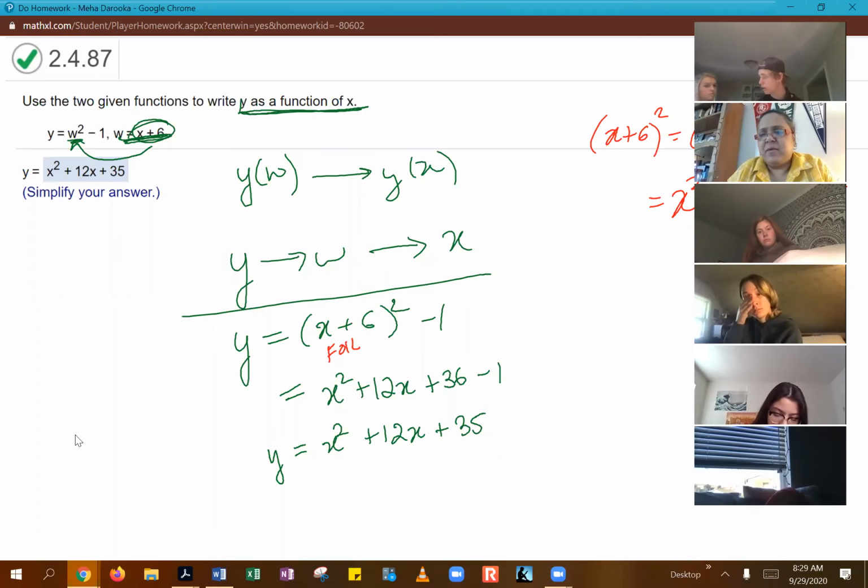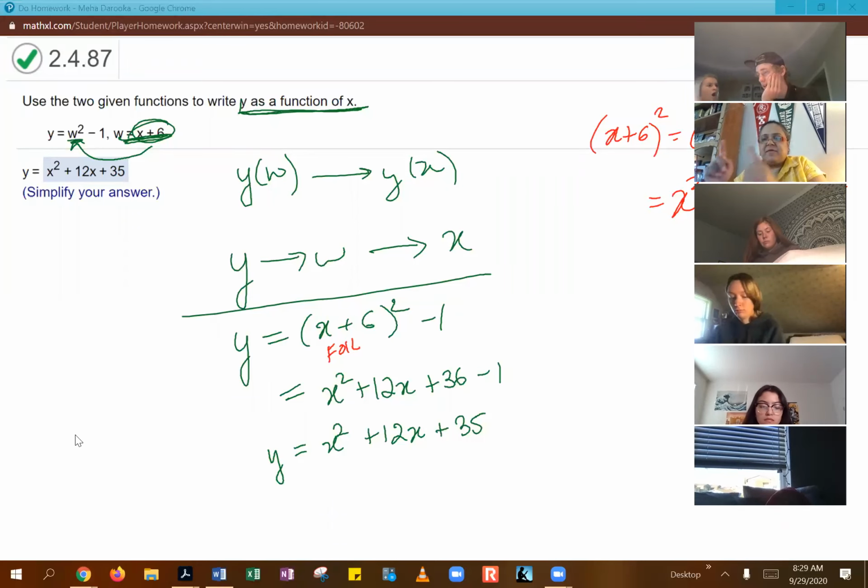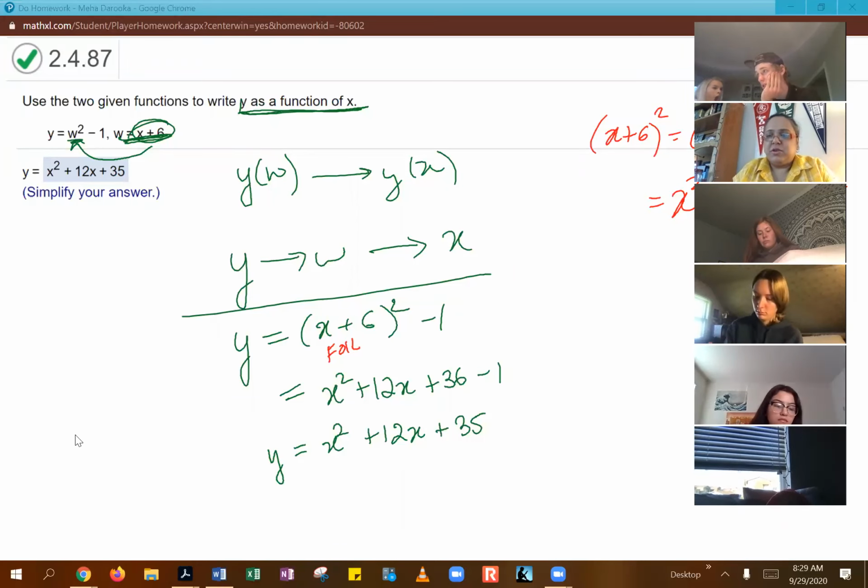Did anybody have questions on this? So those of you who missed the middle term, I think what happened was you just ended up squaring the x and the 6, right? You did not do the entire FOIL. So just be careful about that, because anytime you have two terms inside the parentheses with the square outside, we definitely want to use FOIL to multiply them.